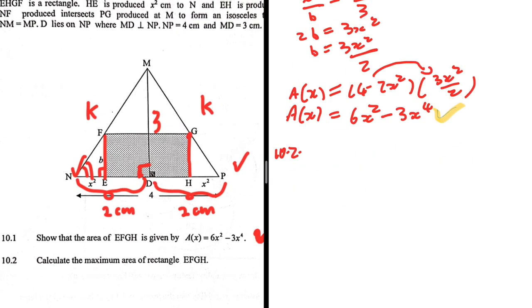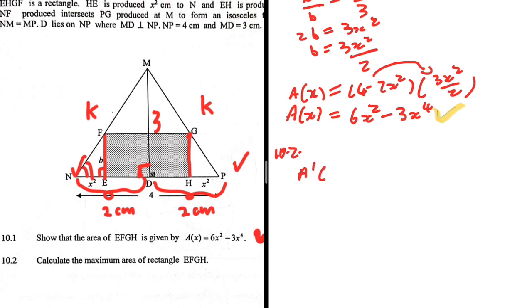So 10.2 says, let's calculate the maximum area of rectangle EFGH. This is the easy equation between the two. What is hard is actually finding the area of the rectangle. After you do that, it becomes quite easy to find the maximum. We know exactly what we are going to do. We're going to differentiate and we're going to equate to 0.